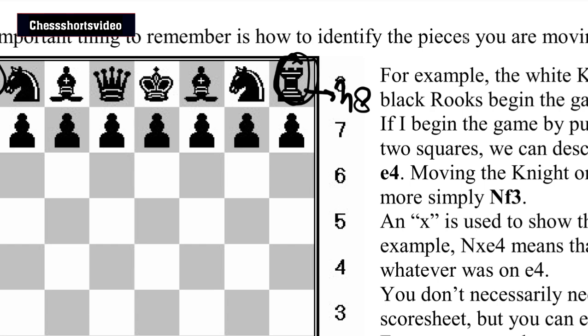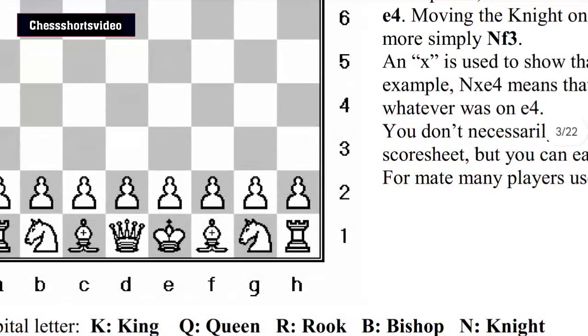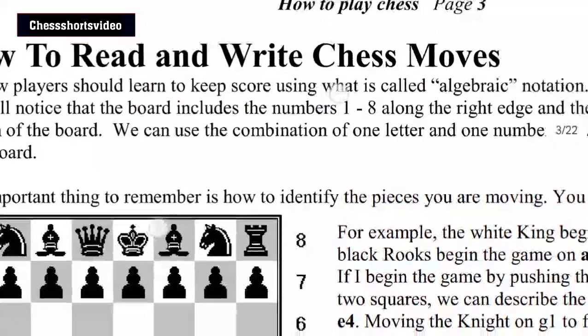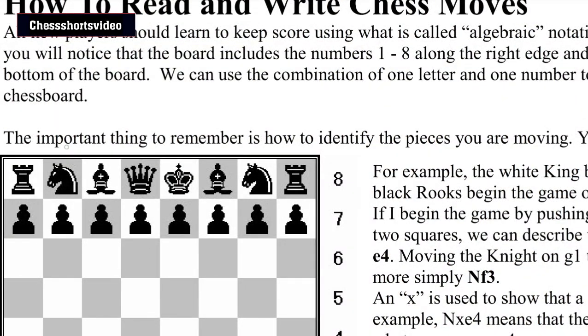Now, after the rook, there is a knight. The second corners are occupied by the knight. So the white knight has positions B1 and G1, while the black knight has positions B8 and G8. So these are the positions for the knight.